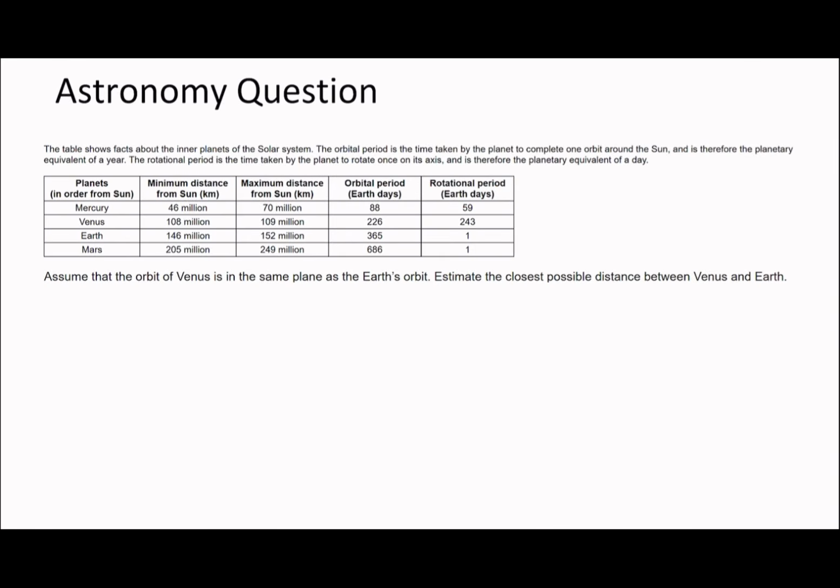Assume that the orbit of Venus is in the same plane as the Earth's orbit. Estimate the closest possible distance between Venus and Earth. Okay, so we talked about this question before, and the idea was that there's only really one way that we can do it. I'll draw that example out again if you don't understand.